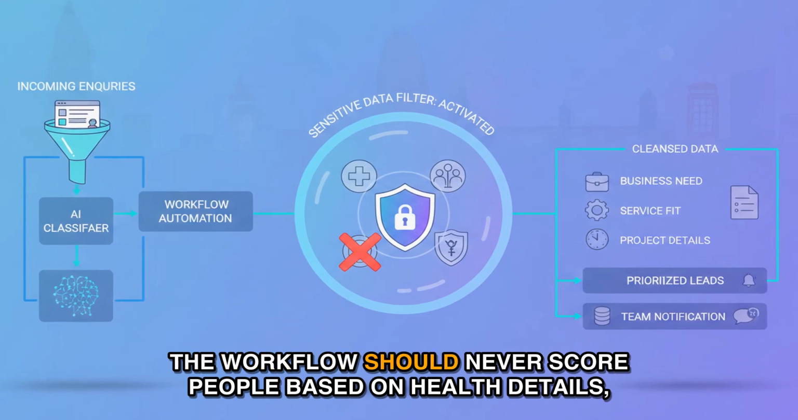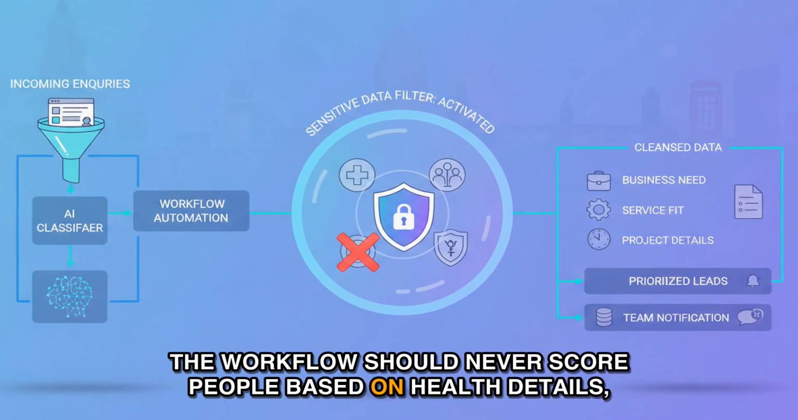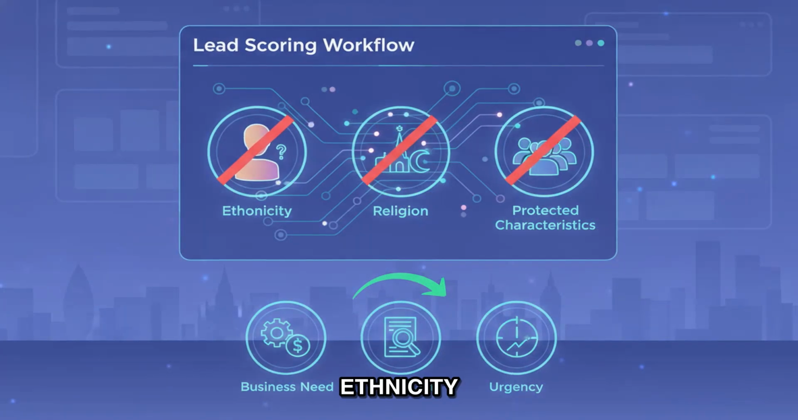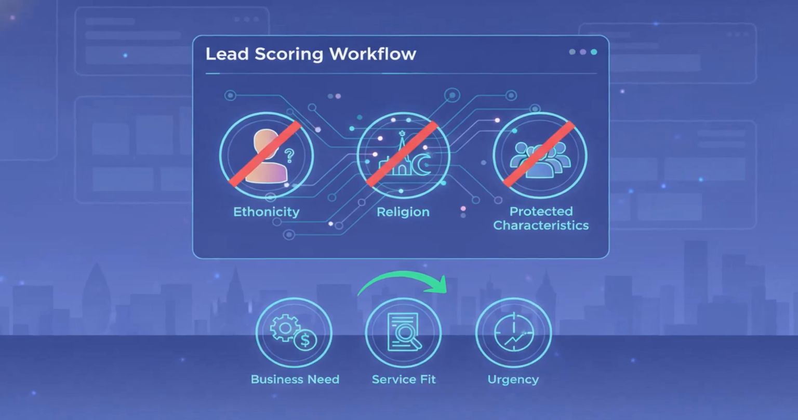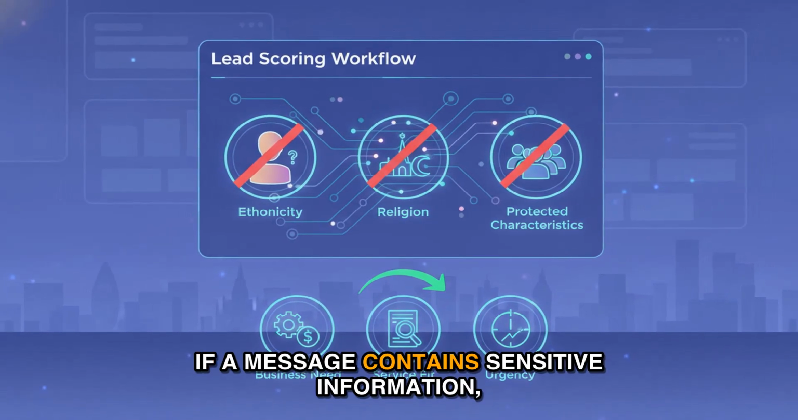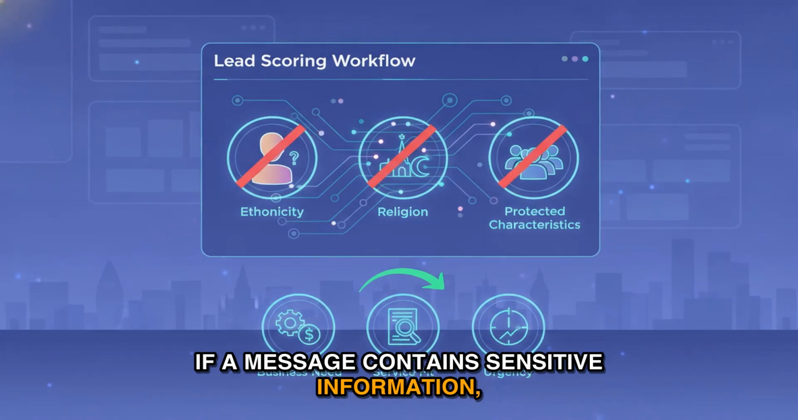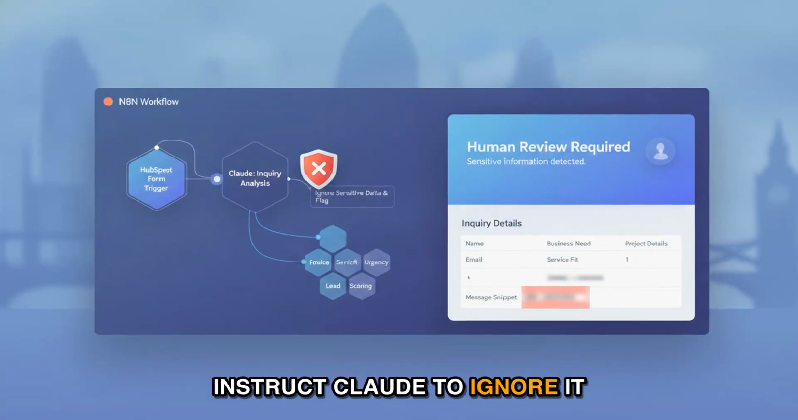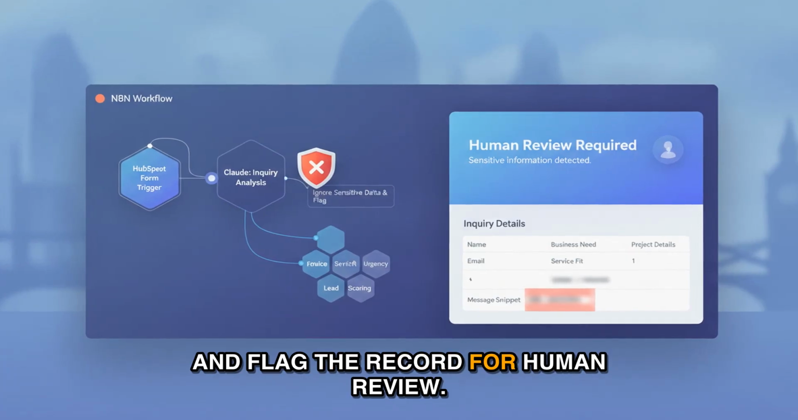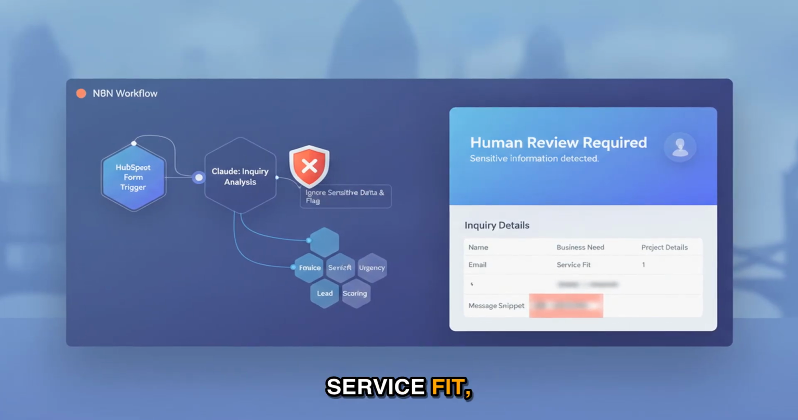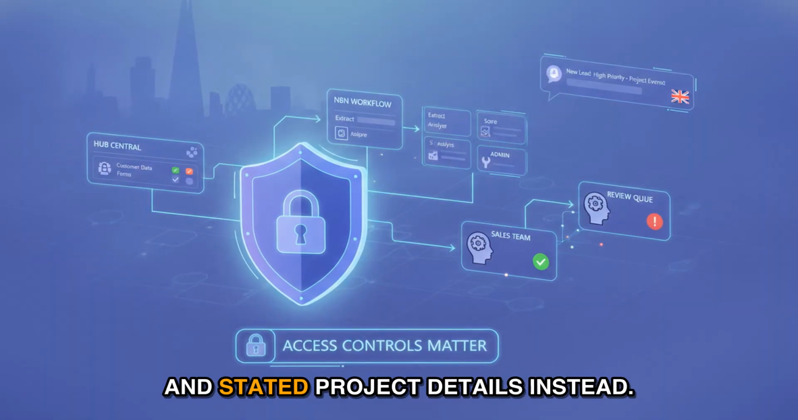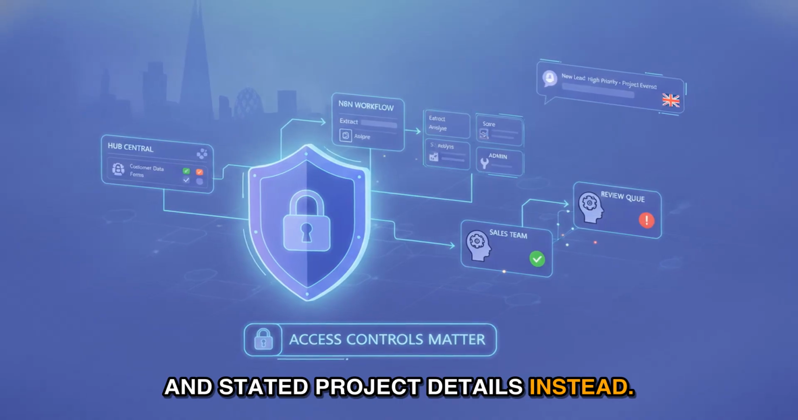Do not use sensitive personal information to decide whether someone deserves attention. The workflow should never score people based on health details, ethnicity, religion, or other protected characteristics. If a message contains sensitive information, instruct Claude to ignore it and flag the record for human review. Use business need, service fit, urgency, and stated project details instead.